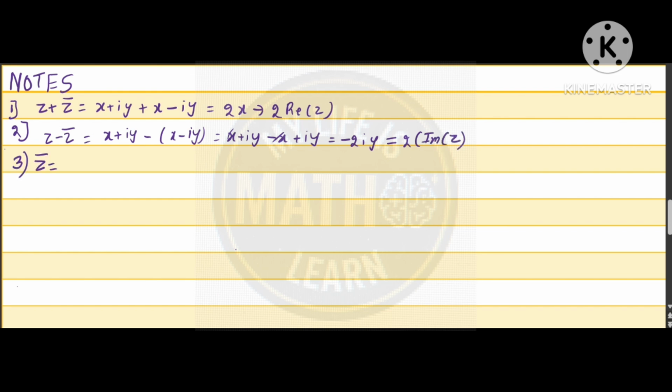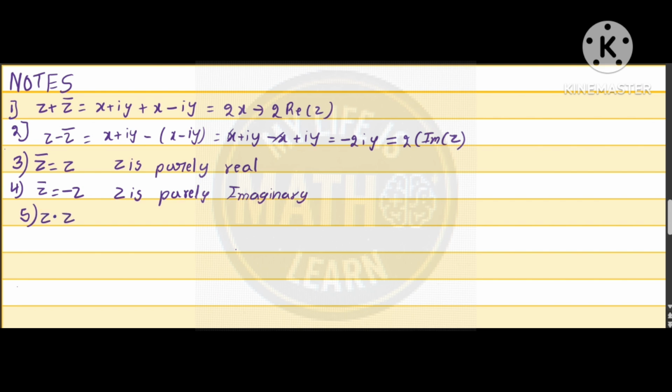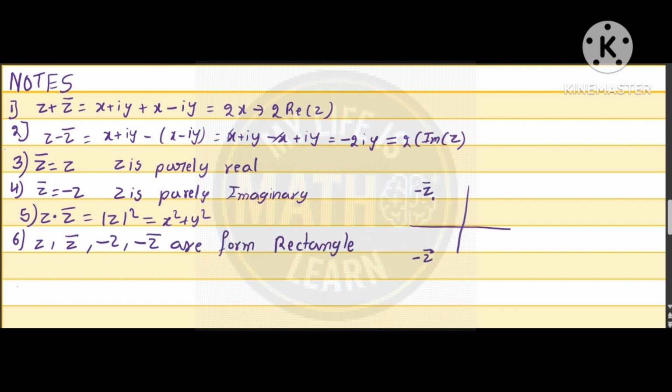Next, if z bar is equal to z, then z is purely real. If z bar is equal to minus z, then z is purely imaginary. Z into z bar is equal to mod z square, which is equal to x square plus y square. These are all important formulas. You have to remember them. And z, z bar, minus z, minus z bar make a rectangle.